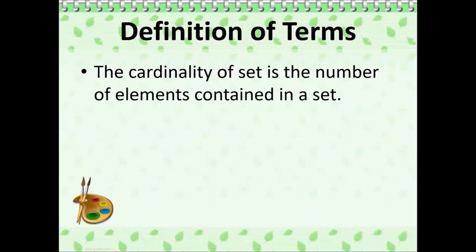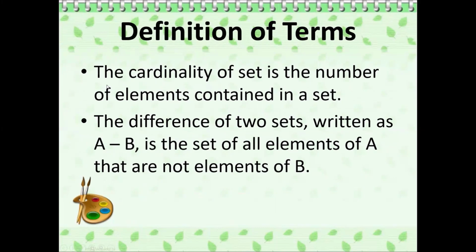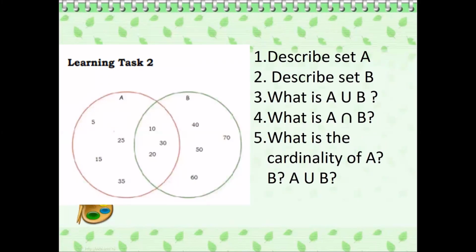The cardinality of a set is the number of elements contained in a set. In cardinality of a set, you just count the number of elements in every given set. The difference of two sets, written as A minus B, is the set of all elements of A that are not in B. So cancel all the elements that are the same or common, and the remaining will be the difference of the given sets. So this is for learning task 2.